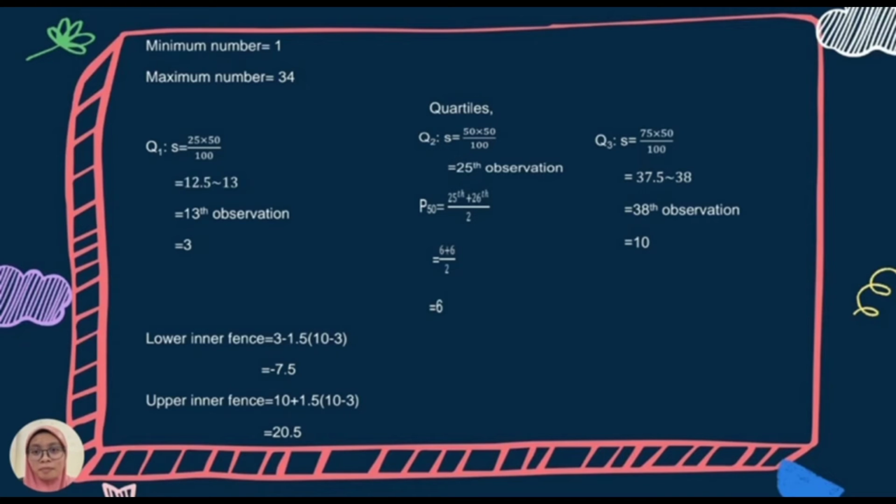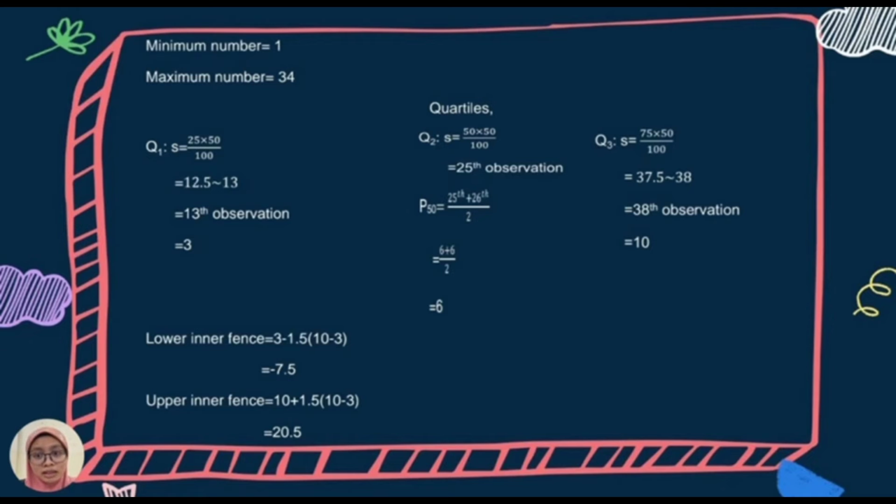To construct a complete box plot, we need to measure quartile 1, quartile 2 or median, quartile 3, upper fence and lower fence. Also, we need to include the minimum and maximum number from the data. So from the data, the minimum number is 1 and the maximum number is 34. Then I have to measure all three quartiles. The formula for the first quartile is 25 multiplied by the total number of data, which is 50, divided by 100. And I will get the value 12.5 observation.